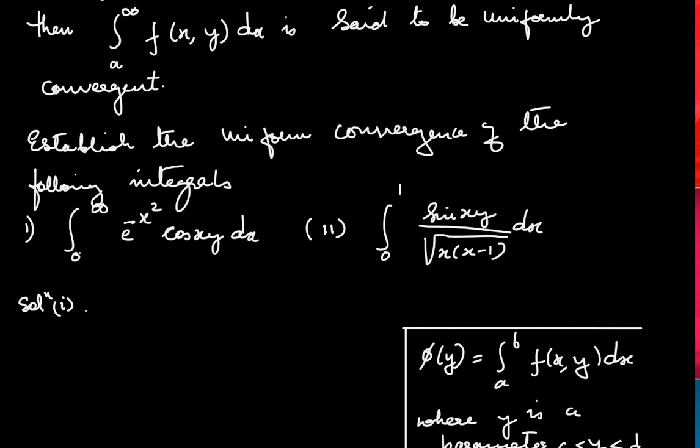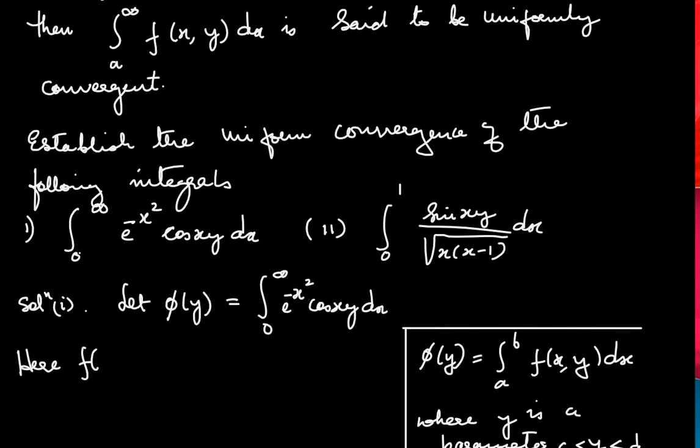Solution. First of all, let us consider phi of y is equal to the integral 0 to infinity e to the power minus x squared cos(xy) dx. Now here, what is f(x,y)? Here f(x,y) is the function inside the integral, so it is equal to e to the power minus x squared cos(xy).